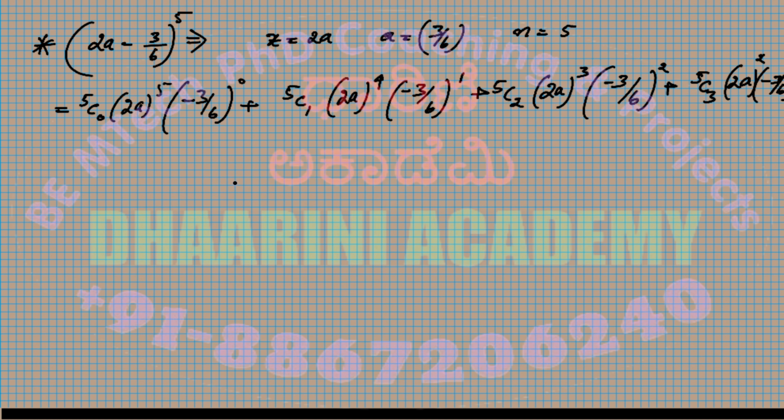So this plus 5c4, first term, that is 2a raised to the power 1 and minus of 3 by b to the power 4, and the last term should be 5c5 2a to the power 0 into minus 3 by b to the power 5.